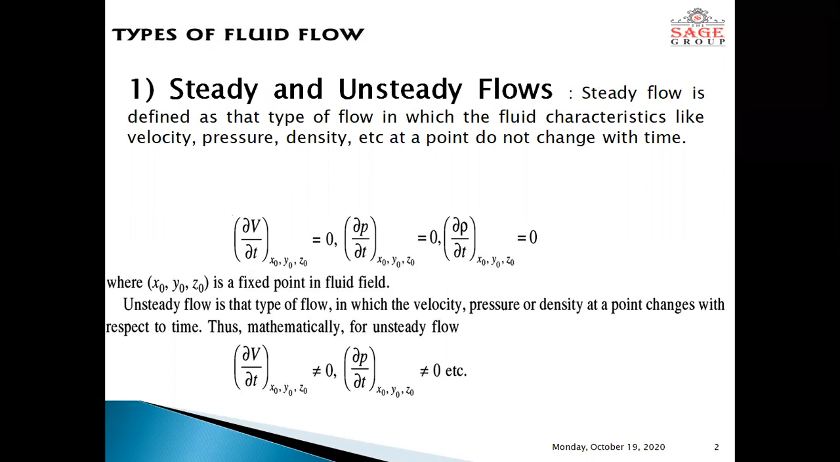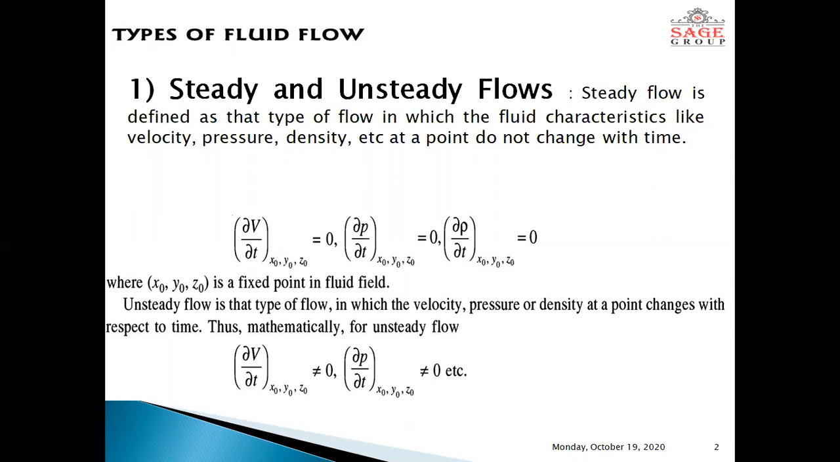So we can say that del V upon del T is equal to 0, or del P upon del T is equal to 0, or del rho upon del T is equal to 0, where V is velocity, P is pressure and rho is density of a fluid. Where x naught, y naught, z naught is a fixed point in the fluid field.